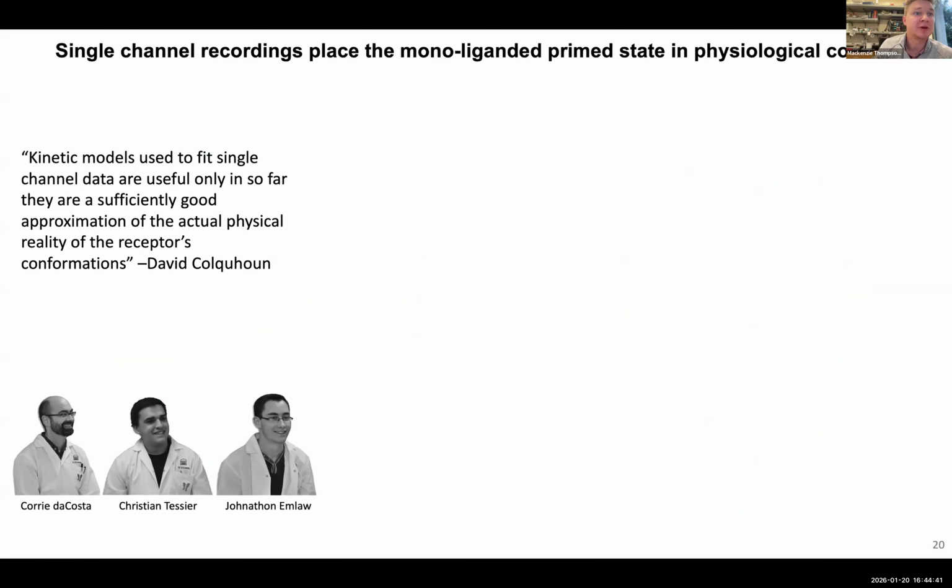Now, the last thing I'm going to show before we get to the questions is to get back to where I started this talk: the importance of understanding these allosteric transitions and the different states that underlie channel gating. I think it goes back to this quote by David Colquhoun, who said that kinetic models used to fit single channel data are useful only insofar as they are a sufficiently good approximation of the actual physical reality of the receptor's conformations. This is to say that we can kinetically fit any number of states to single channel data, but unless they're grounded in reality, it doesn't really matter what we put there.